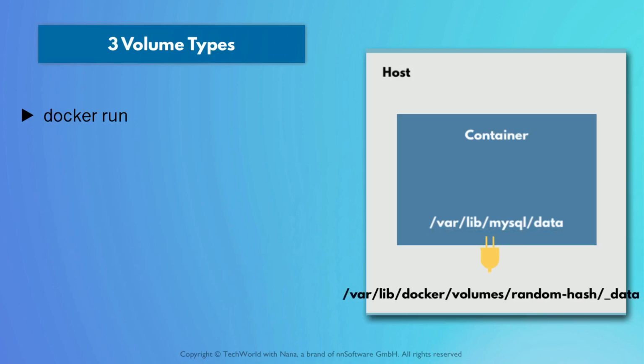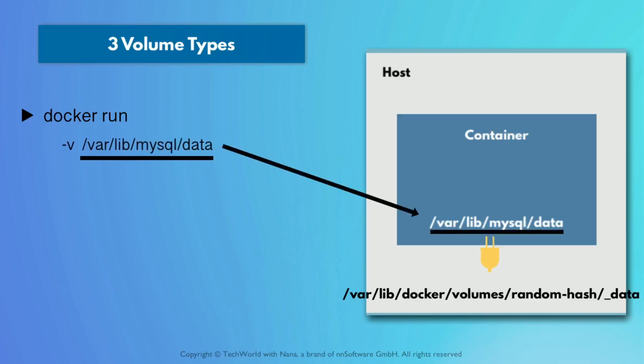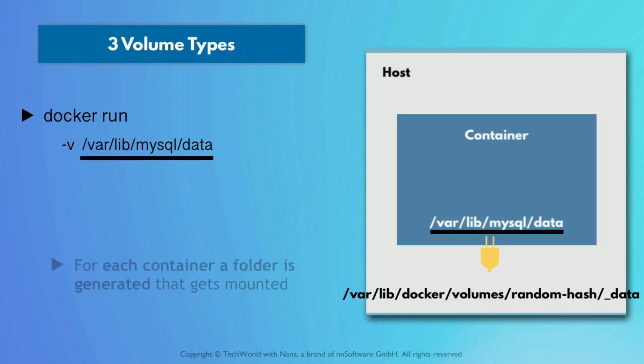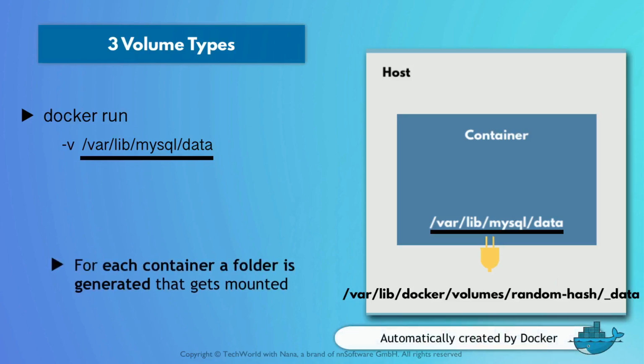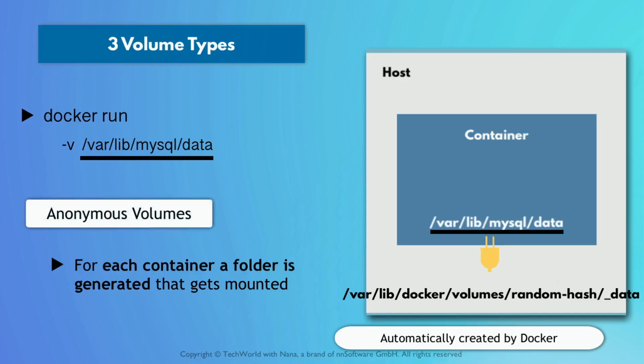So the second type is where you create a volume just by referencing the container directory. So you don't specify which directory on the host should be mounted, but that's taken care of by Docker itself. So that directory is, first of all, automatically created by Docker under /var/lib/docker/volumes. So for each container, there will be a folder generated that gets mounted automatically to the container. And this type of volumes are called anonymous volumes because you don't have a reference to this automatically generated folder. Basically, you just have to know the path.